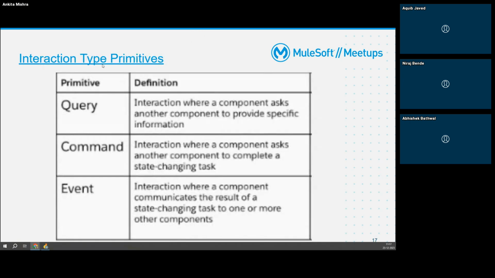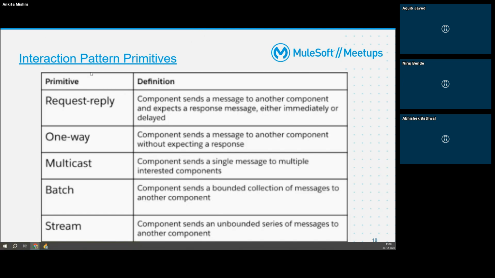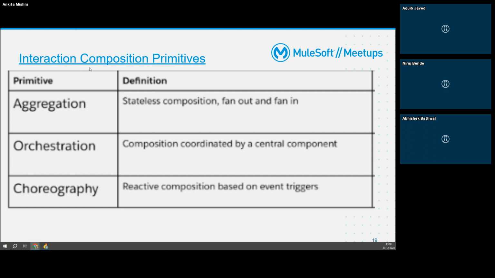Then we talked about interaction type primitives, and now we have spoken about interaction pattern primitives. Any questions so far? Okay. The last one is interaction composition primitives. Again, one of the most important topics from our MIA perspective also.